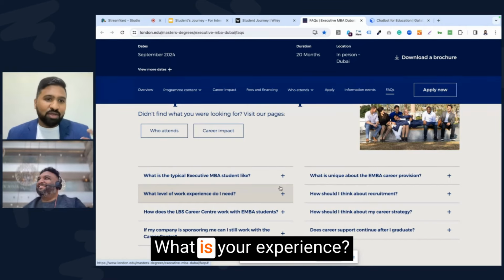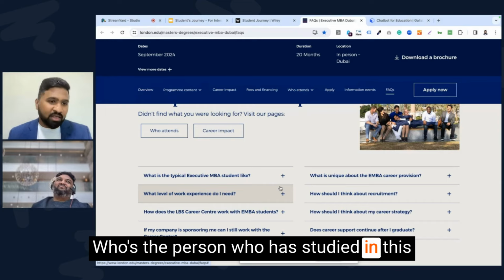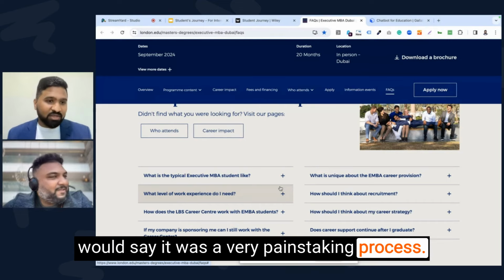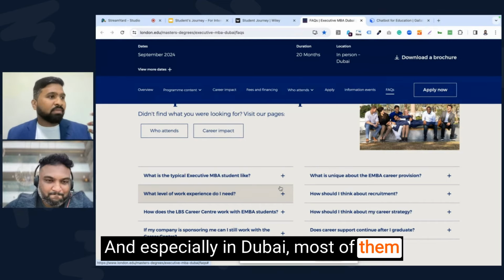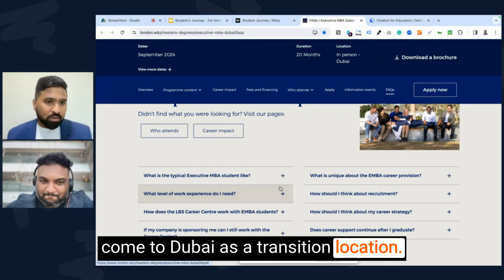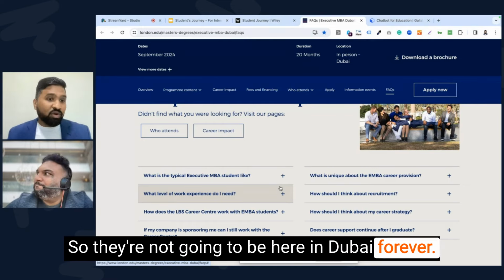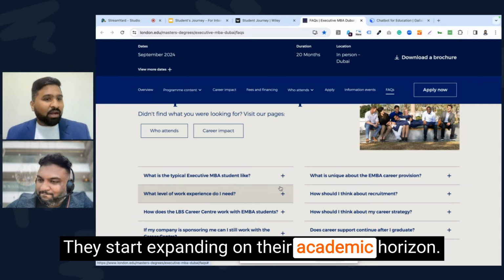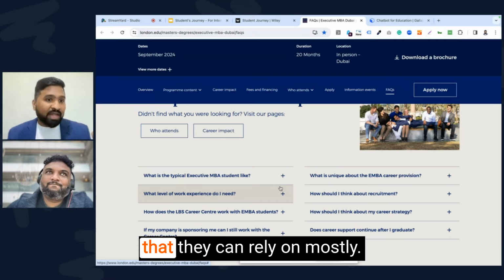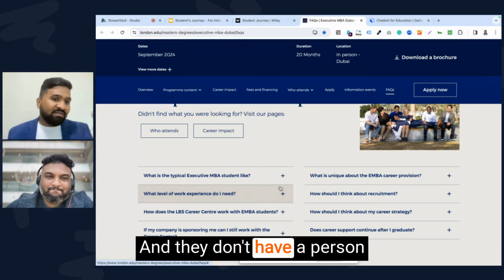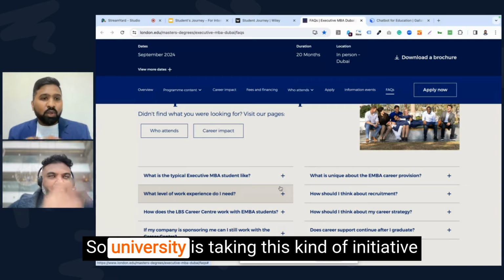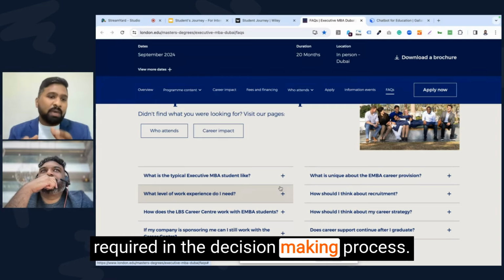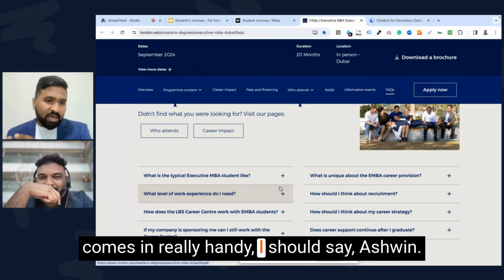And understanding, okay, what is your experience, who's the person who has studied in this university that I could reach out to. But I would say it was a very painstaking process. Especially in Dubai, most people come to Dubai as a transition location, so they're not going to be here forever. They come from different countries, they start expanding their academic horizon, so they don't have a network they can rely on, and they don't have a person from the alumni. So the university taking this kind of initiative to put this information that is much required in the decision making process comes in really handy, I should say, Ashwin.